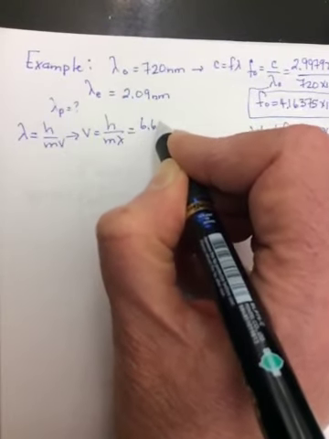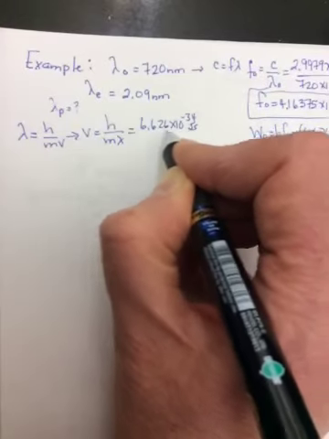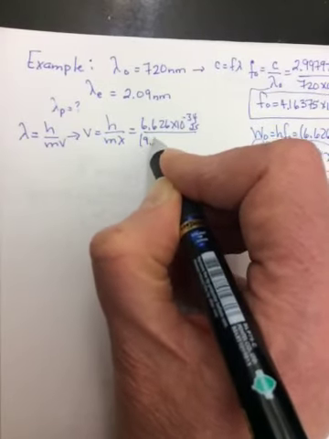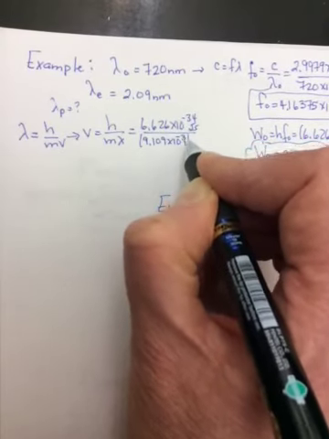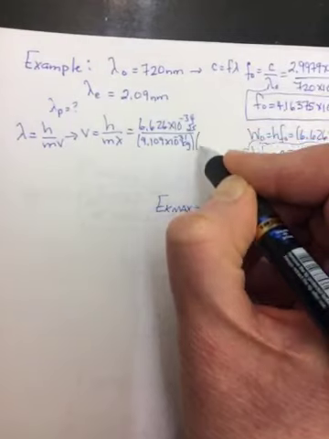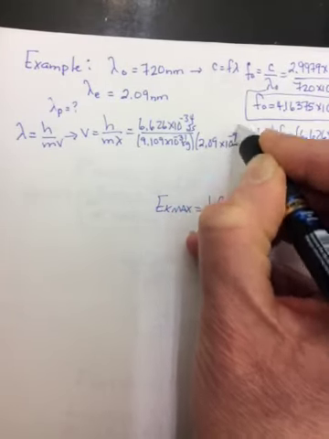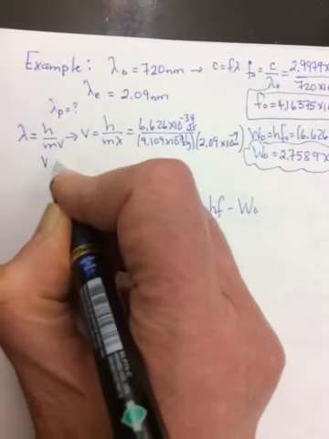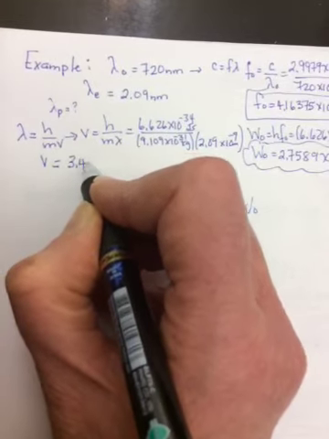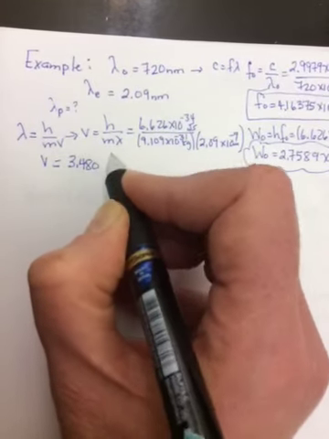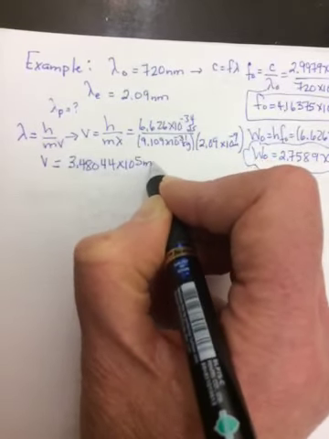So 6.626 times 10 to the negative 34 joule seconds over 9.109 times 10 to the negative 31 kilograms times the 2.09 times 10 to the negative 9 meters. Okay, and you're going to get your speed, which is going to be 3.48044 times 10 to the 5th meters per second.